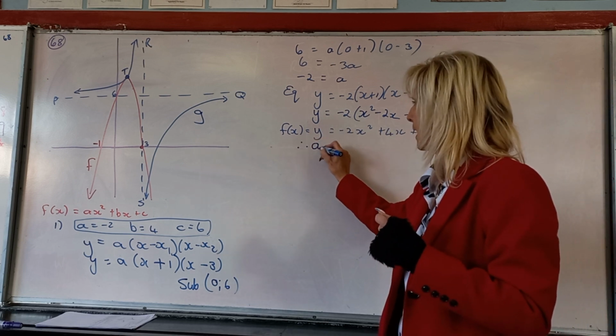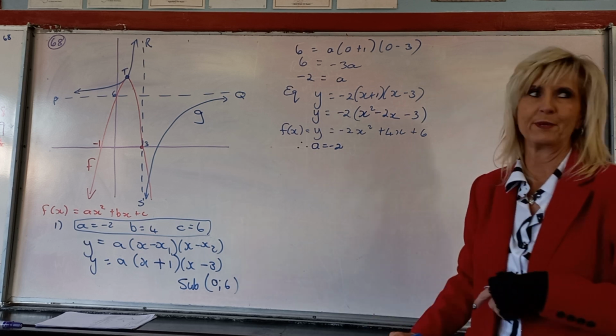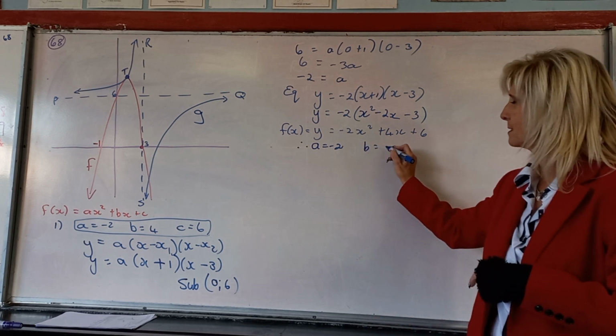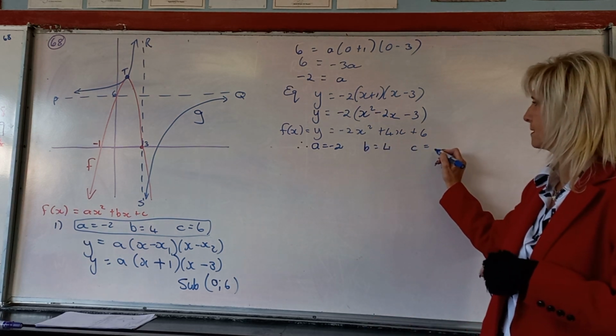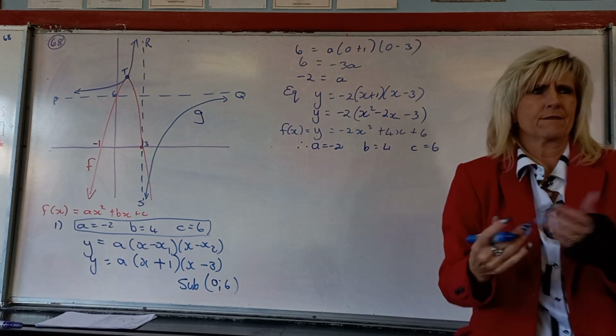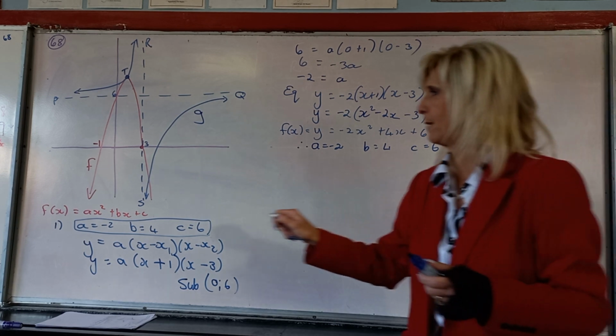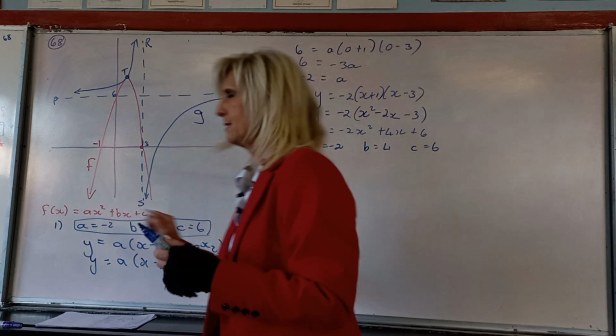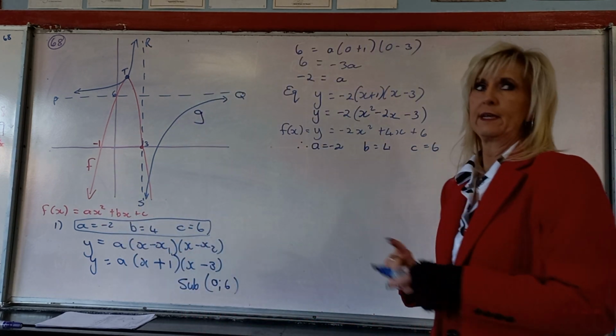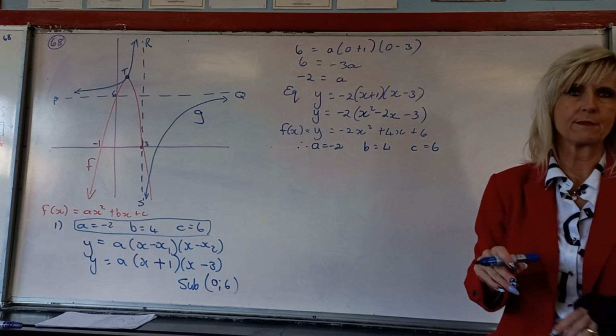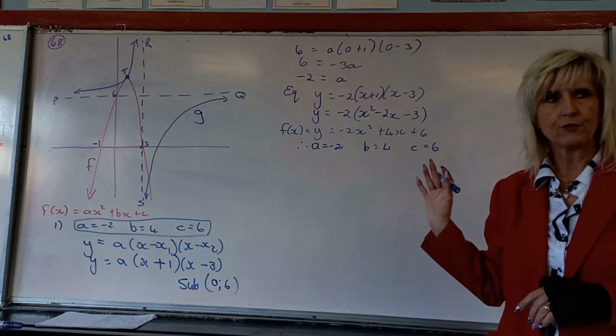Do you see a is negative 2, b is 4, and c is 6? Seeing it there feels like too much, but I asked you for a, b, c, so highlight it on your question paper. I'll prove that it is, so that you don't forget to write something that's actually silly. Don't forget to write it.